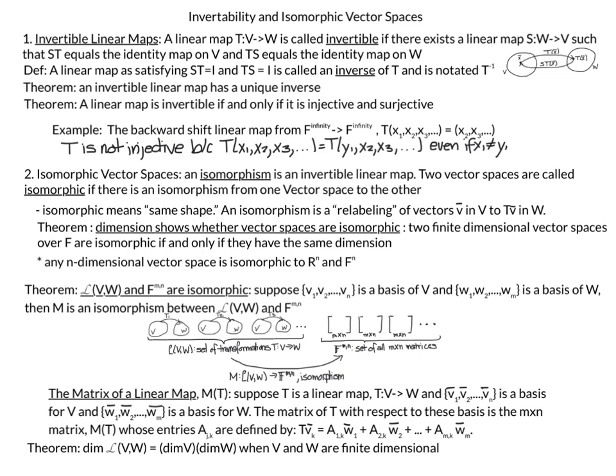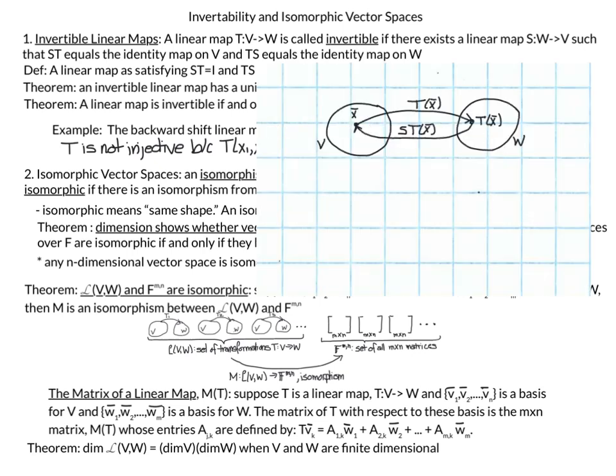So a linear map T from V to W is called invertible if there exists a map S going the other direction from W to V, such that S times T, or S composed of T, equals the identity map on V, and T times S equals the identity map on W. And this is the drawing that goes with this idea.